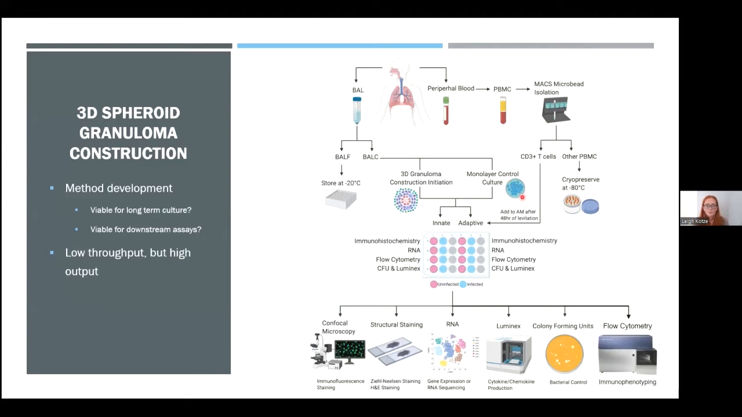And then the main aim of this project was ideally method development, because this model had never been built before, and we wanted to ensure that the model will be viable for downstream processes such as flow cytometry, immunofluorescence staining, interrogation of gene expression using RNA-seq. We also wanted to investigate cytokine and chemokine expression, as well as bacterial control of these cultures, comparing our 3D structure versus our traditional culture in the 2D monolayer.